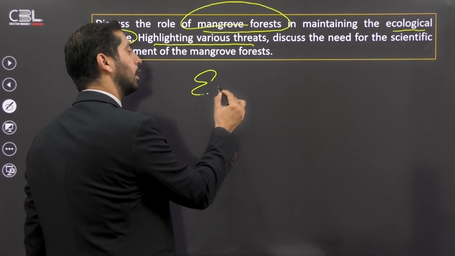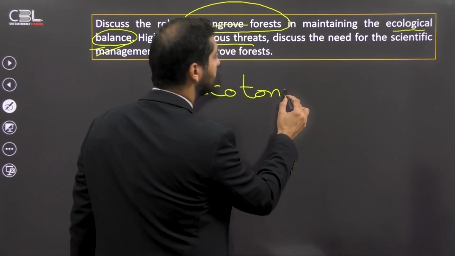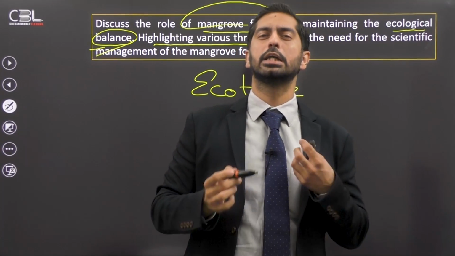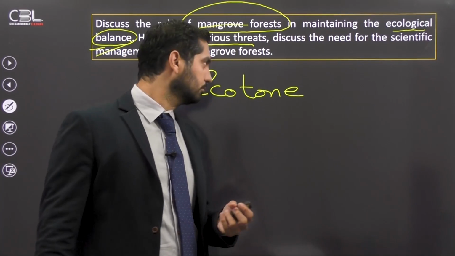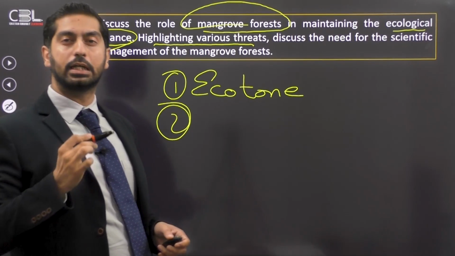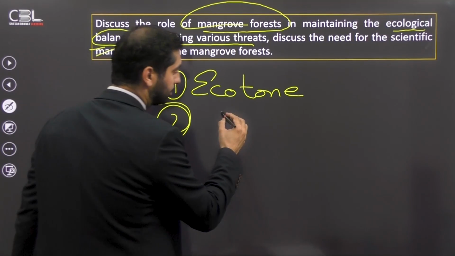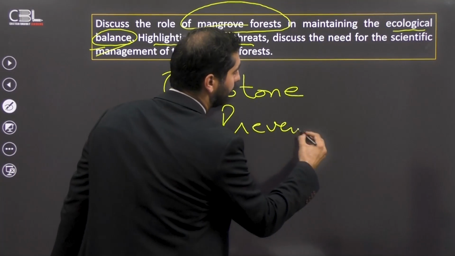They constitute an ecotone between terrestrial and marine ecosystems, and an ecotone region invariably favors more biodiversity. So that's one way. Second, how do they help in maintaining ecological balance? They help in, let's say, preventing soil erosion.